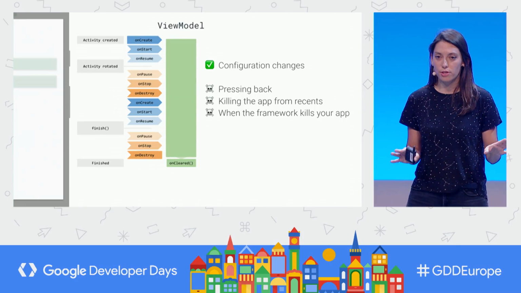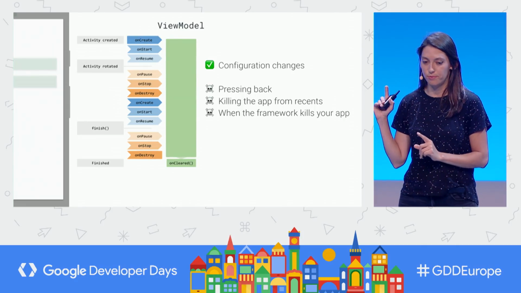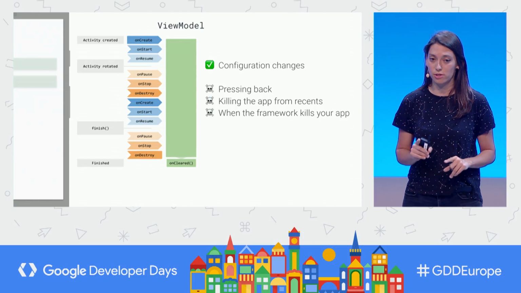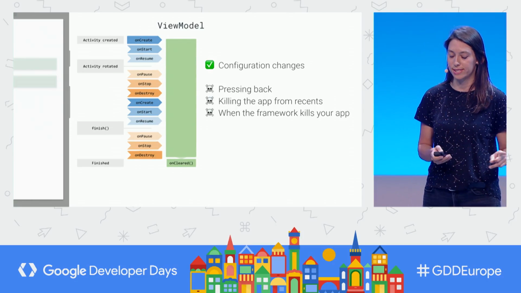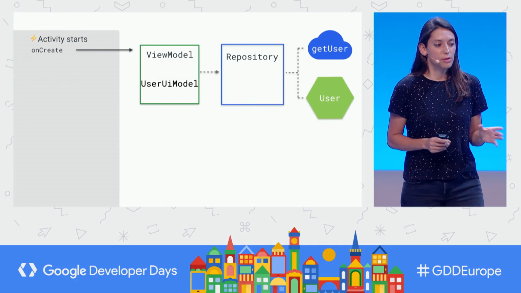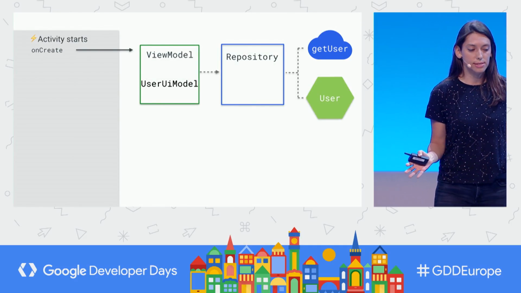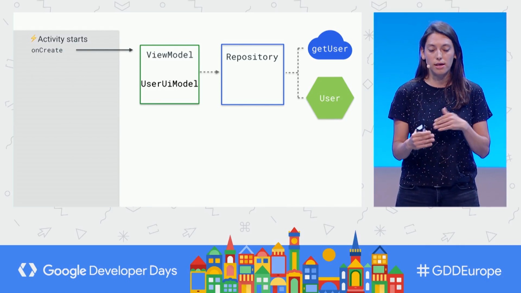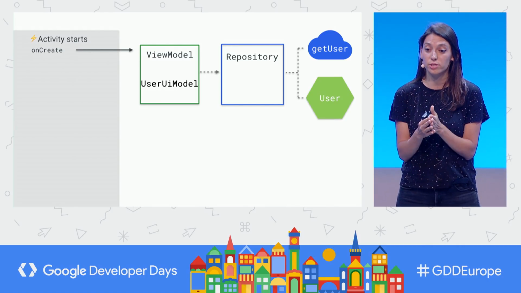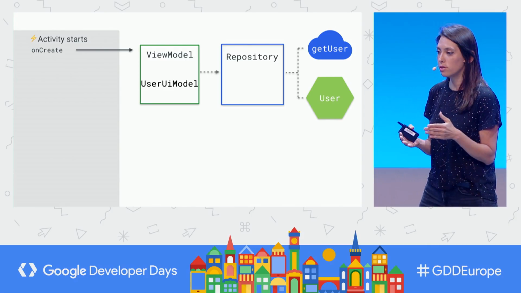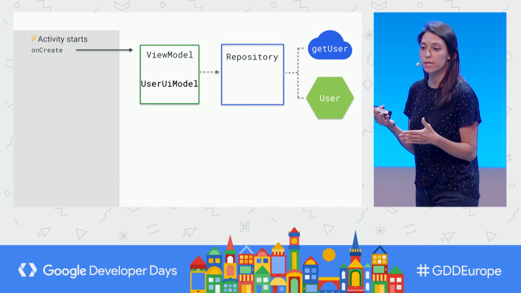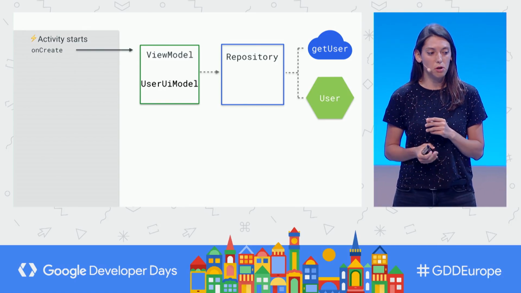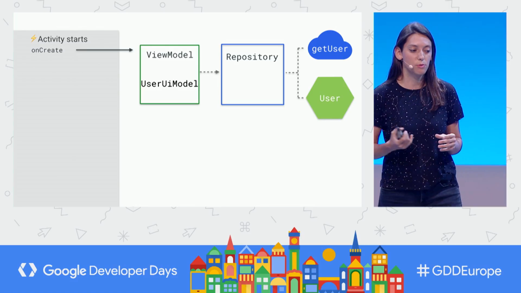So before going over a few scenarios, let's look at this again. Only when the activity is finished, only then is the view model cleared. Let's remember this, and see what happens when the application starts. When the activity starts, you call onCreate, and in onCreate we get that reference to the view model. The view model will talk to the repository to get the user. So the repository would make a request to the network, calling a getUser from your backend.